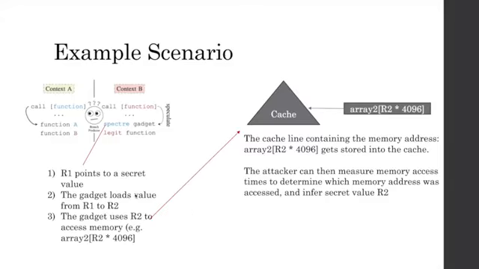The gadget loads the secret value from R1 into R2, and then the gadget uses R2 to access memory, which alters the CPU cache state in a way that depends on the secret value. So even though the CPU discards the speculative execution, the cache state remains changed. The attacker can measure the memory access time using flush plus reload to determine which memory location was accessed, and from there they can infer the secret value, R2.